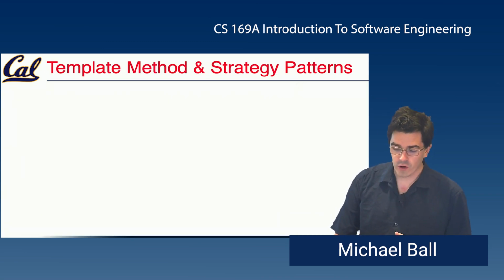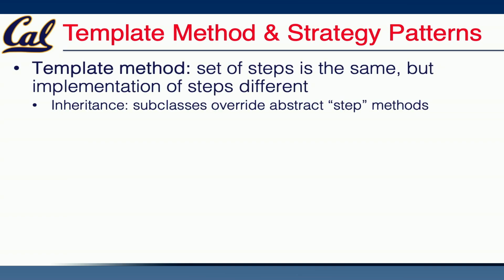There are two other related and common patterns that address the open and close principle. And I think in Ruby land and in Rails, these are some of the two most common patterns that you'll see. They are the template method and strategy patterns. They are related, but slightly different. The idea of a template method is that we have a set of steps that are the same, but the implementation of each step is different.